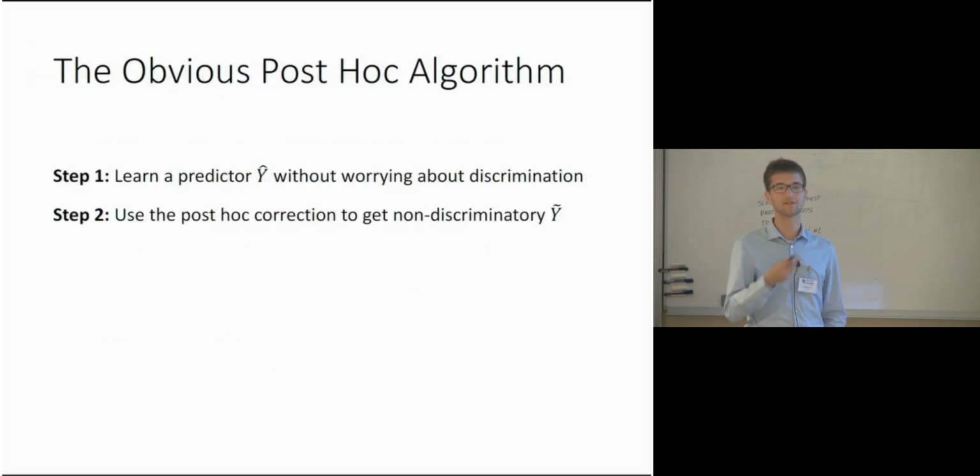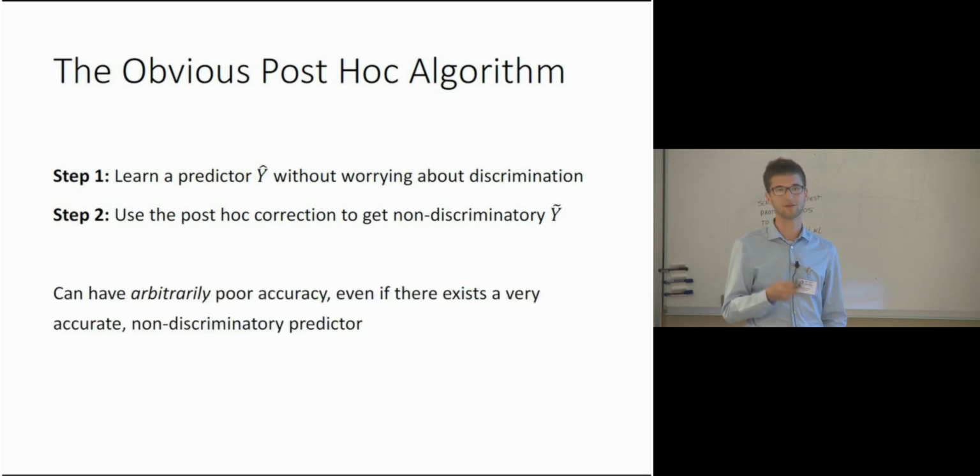So the existence of this correction algorithm suggests an approach to learning a non-discriminatory predictor. We can start with your favorite learning algorithm. We learn a predictor without worrying about non-discrimination. You don't need to change your code. You can do whatever you're already doing. And then afterwards, we apply this post hoc correction to the predictor to get a new non-discriminatory predictor. This is nice, but there's a catch, which is that the predictor you get can have extremely poor accuracy, even when there's a good non-discriminatory predictor in your hypothesis class.